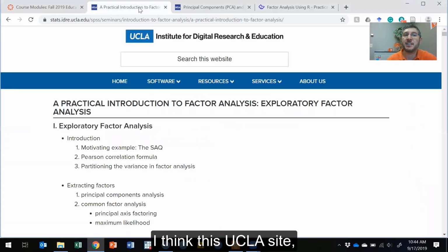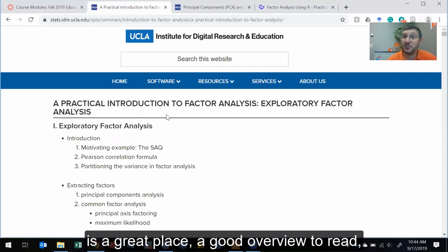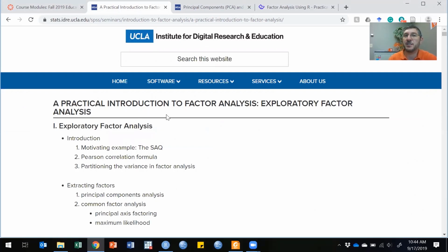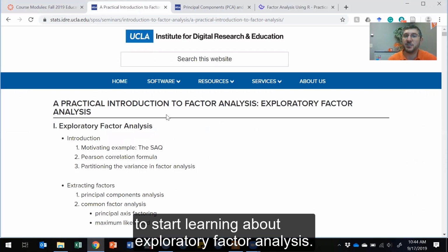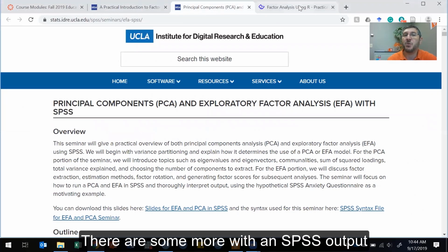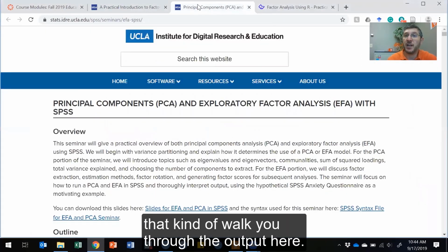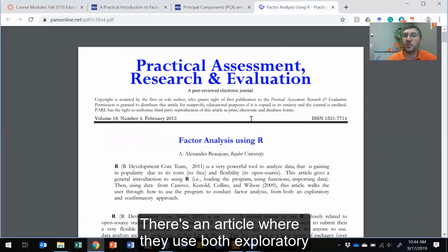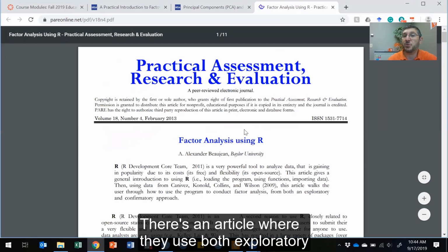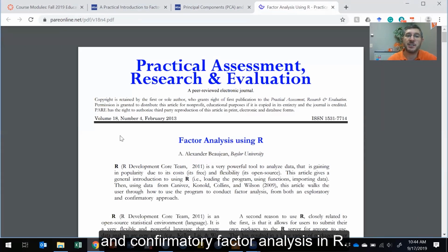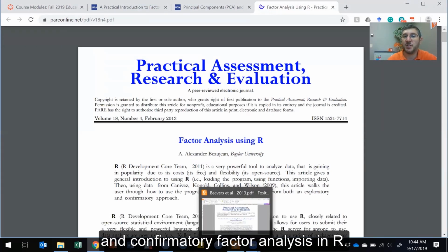I think this UCLA site, the Practical Literature Factor Analysis, is a great place, a good overview, to read to start learning about exploratory factor analysis. Here's some more, with an SPSS output. They kind of walk you through the output here. Here's an article where they use both exploratory and confirmatory factor analysis in R.